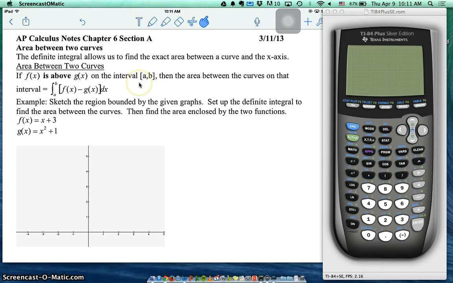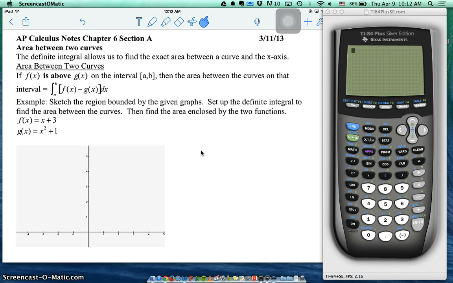Then in order to find the area between two curves, we want to find where they're intersecting, point A and point B, and from that we're going to use top minus bottom, so top graph minus bottom graph, hence f of x minus g of x, and then we take the integration of the whole thing. So let's just do a problem really quickly.